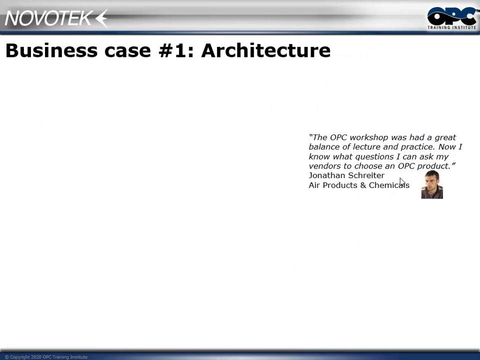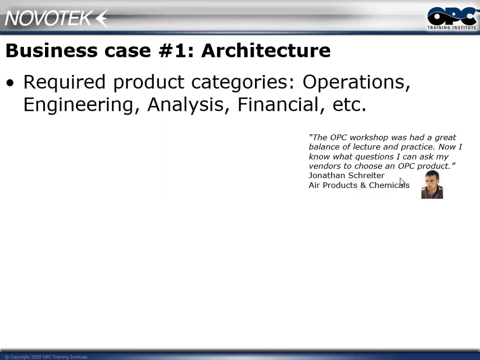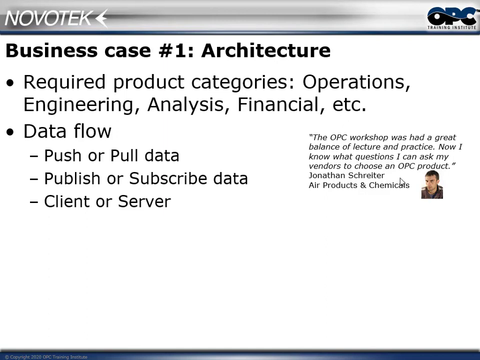Now, let me talk about some business cases. So the first one that we talked about is architecture. So here we talk about the different required categories. So is this for operations? In other words, if this is for operations, we're looking mostly at real-time data where we need high availability. Are we doing this for engineering? So for example, if you're doing it for engineering, analysis, financial, you don't necessarily need the real-time data. But what you really need is the reliability and to make sure the data isn't lost. And that's when we start to talk about store and forward mechanisms and so on.